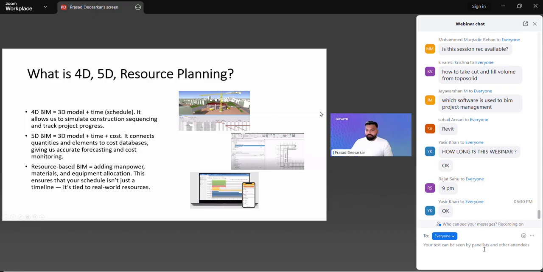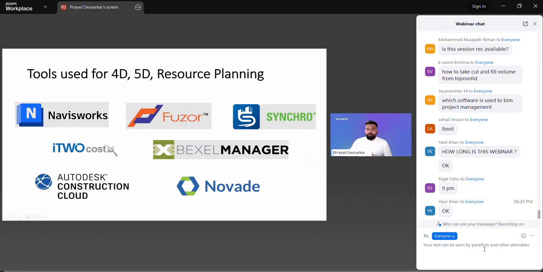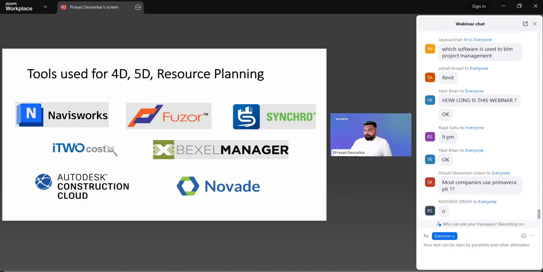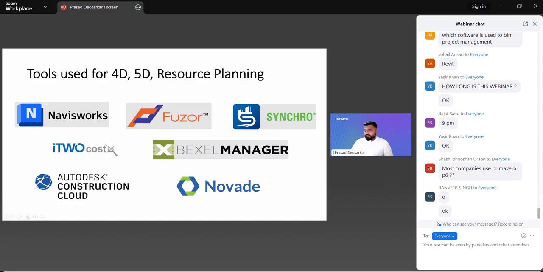So coming to my next topic, which is what are the different tools that I use for 4D, 5D, and resource planning, right? So the most commonly used tools are Navisworks, Fuzor, Synchro. All of these are majorly used software. Bexel Manager. All of these software I use for 4D and 5D, right? IQ Costex is a very famous software which people use for 5D or quantity takeoffs or for cost estimation and cost analysis using the 3D BIM model.